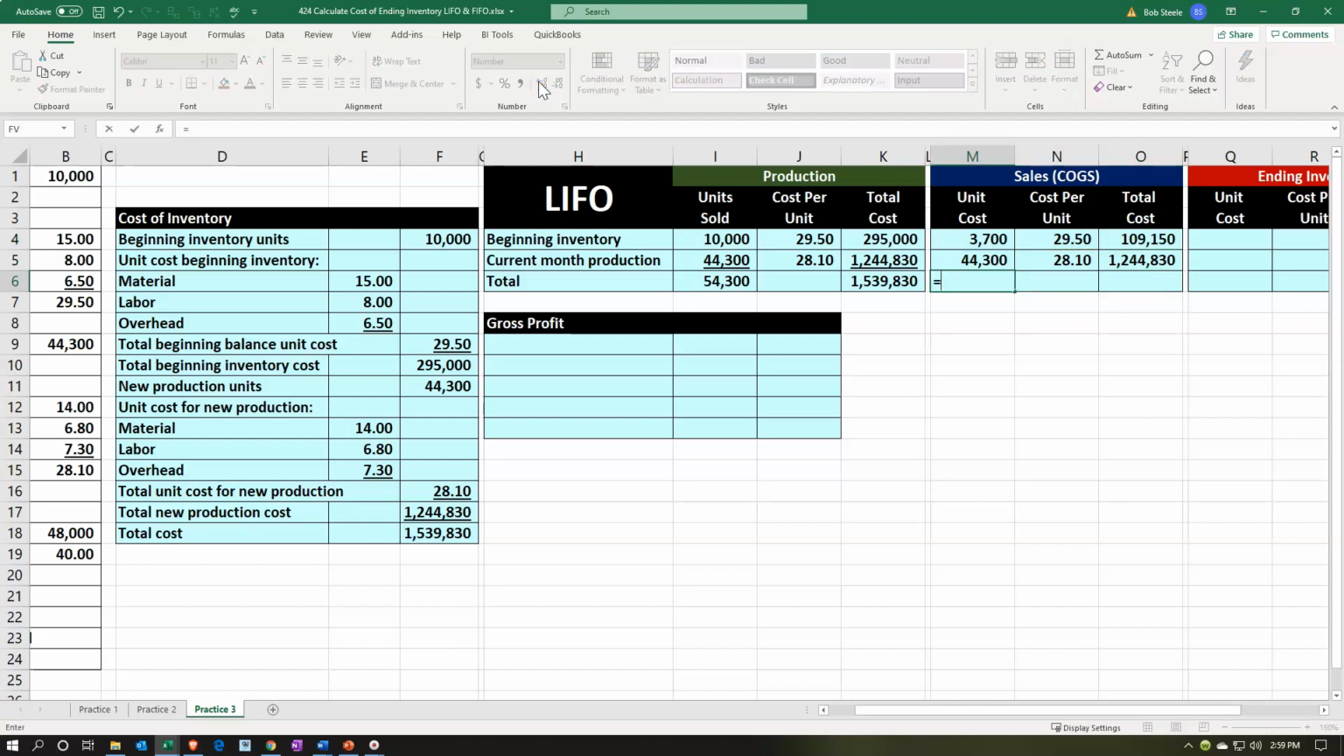Let's sum this up now, equals the sum of these two. And then we'll say equals the sum of those two. Let's put some underline in here. So underline that one, holding down Control, and that one. Home tab, font group, underline.